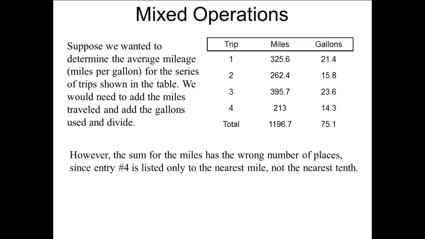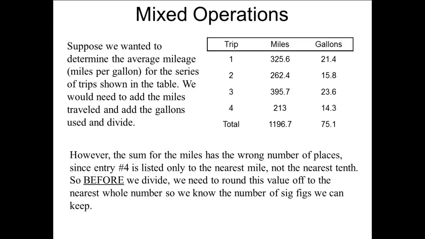However, the sum for the miles has the wrong number of places, since entry number 4 is listed only to the nearest mile, not the nearest tenth. So before we divide, we need to round this value off to the nearest whole number, 0 decimal places, like the 213. So we know the number of sig figs we can keep after we divide.